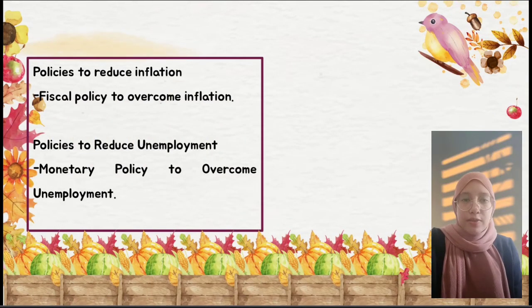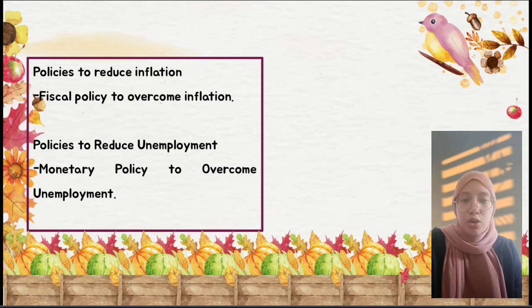Monetary and fiscal policy to overcome the problem of inflation and unemployment of the country. First is policy to reduce inflation, fiscal policy to overcome inflation. Malaysia is not expected to experience a hyperinflation situation despite the COVID-19 outbreak, as the inflation rate is only 3.4%, which remains low as in previous years.